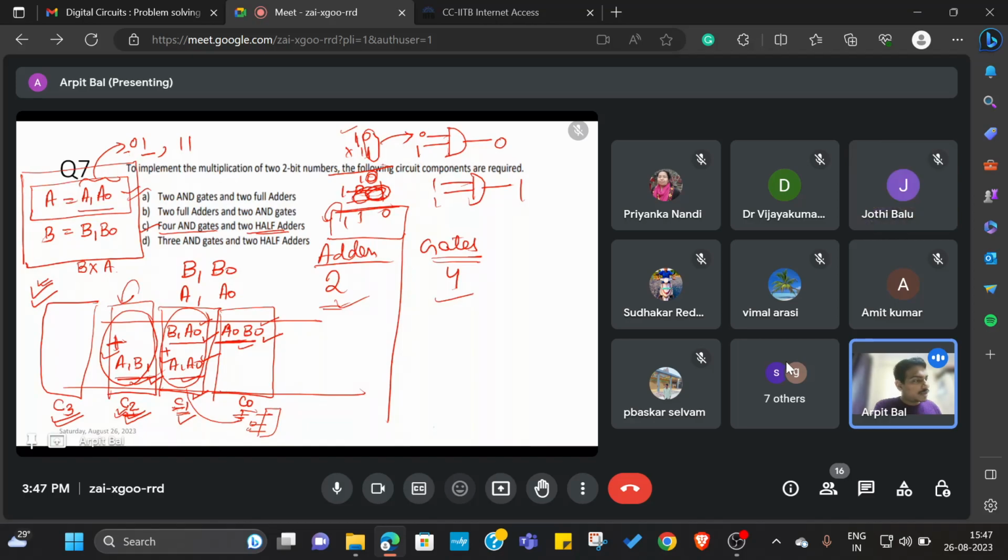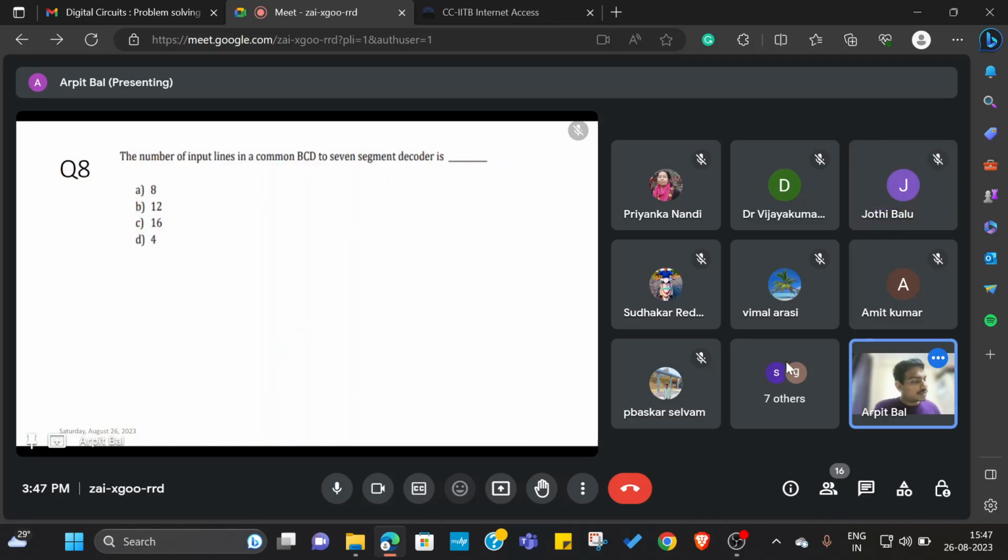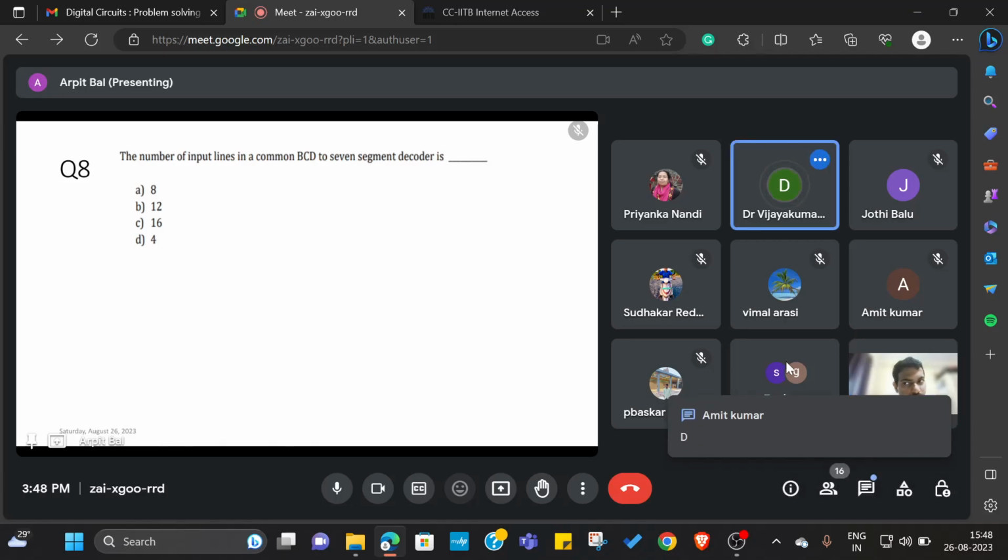Okay, so moving on to the next question. The number of input lines in a common BCD to 7 segment decoder is dash. Can anyone answer this question? It should be 4, right? Yeah, it's correct. So option D is correct.